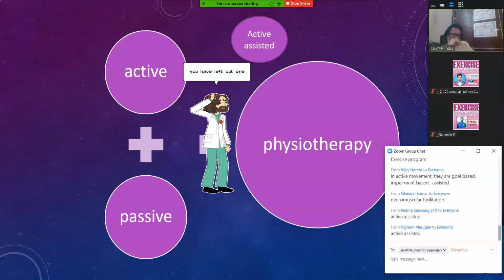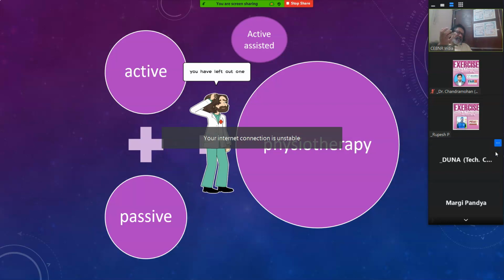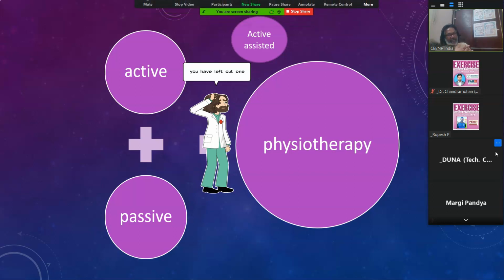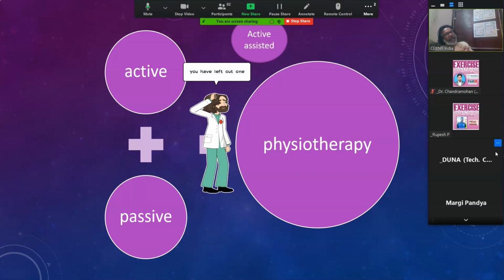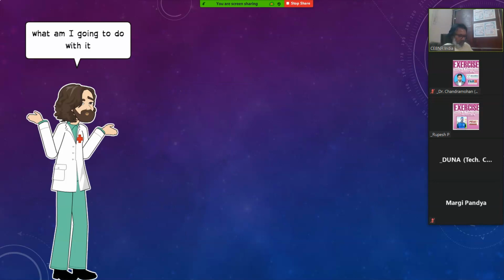Okay. Right. That's a wonderful answer. So we may also get active assisted, right? So if you look into all the physiotherapy techniques, it should be inside this. There is no way it is outside this. And I'll also tell you how I came to this particular point of view. I'll try to show you a lot of techniques, and we will try to find out whether they come inside this itself. Right. So the next question you should obviously have is, what am I going to do with this?